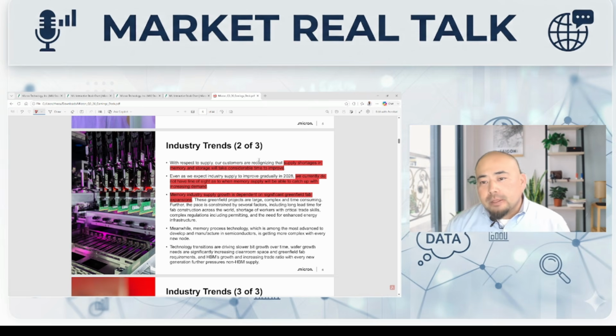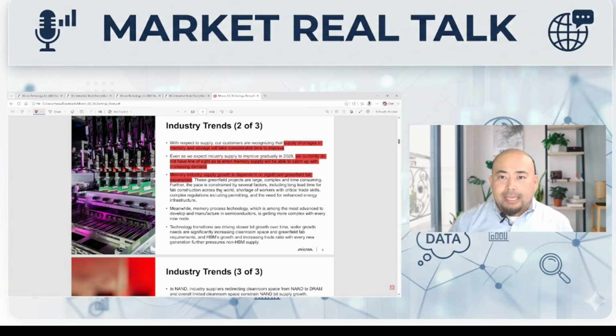All right. He mentions supply shortages in memory and storage will take considerable time to improve. They actually don't know when, right? They say it right here. We currently do not have a line of sight as to when memory supply will be able to catch up with the increasing demand. Now, I don't know if they have an idea, but they're telling us that right now, right? They don't know when it's going to hit that equilibrium exactly.